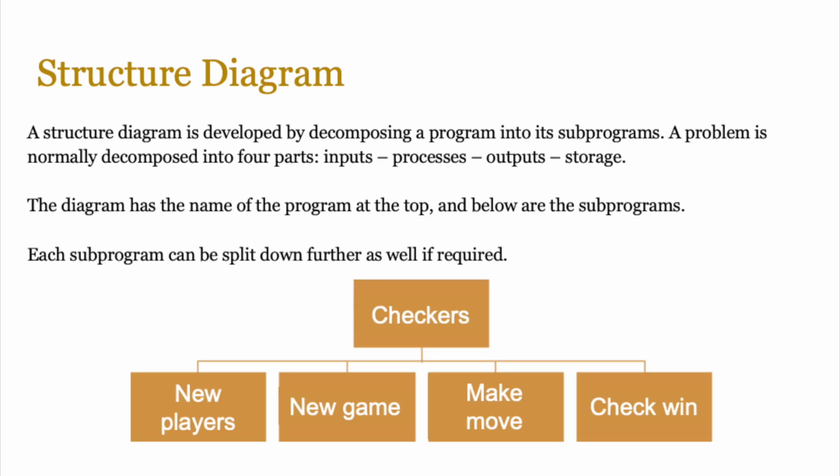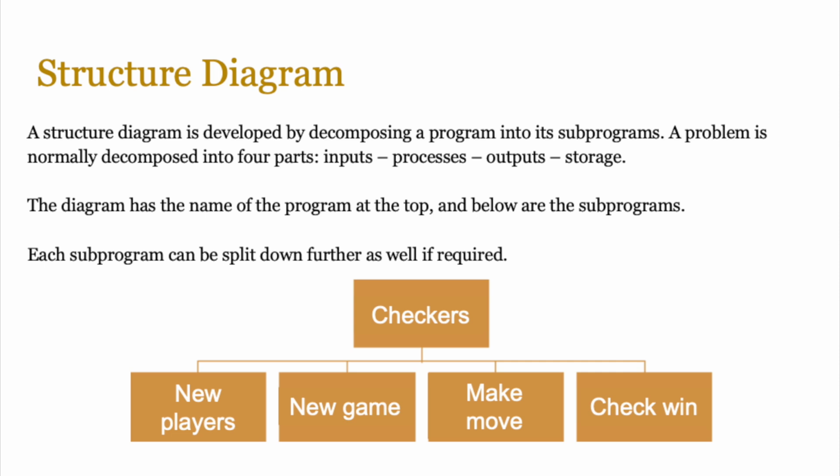Okay, let's start by looking at a structure diagram. A structure diagram is developed by decomposing a program into subprograms. So you have a problem, which is normally decomposed into four parts: inputs, processes, outputs, and storage. And we normally represent this in a diagram. Now on screen, you see a diagram for a checkers program, which is a game kind of like chess or Go. So the checkers program is split into four parts.